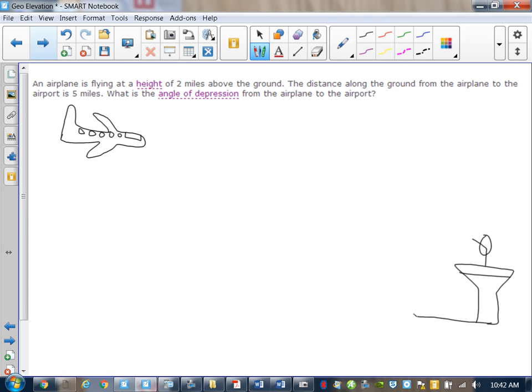Now, it gives you information. It tells you the airplane is how high up in the air? 2 miles. And it says the distance along the ground from the airplane to the airport is 5. Now, is that the hypotenuse or is that the horizontal distance? It's the horizontal distance because it says distance along the ground. Now, the 2 and the 5, are they in the same measurable unit? Are they both in feet, both in miles? It's very important to always double check that because there will be times that it does switch between units on you.